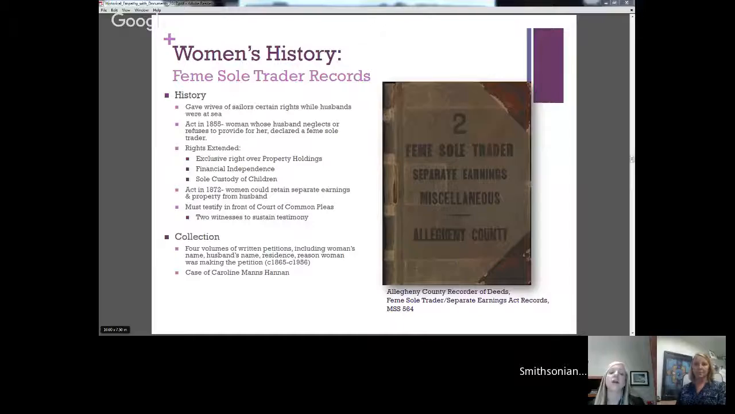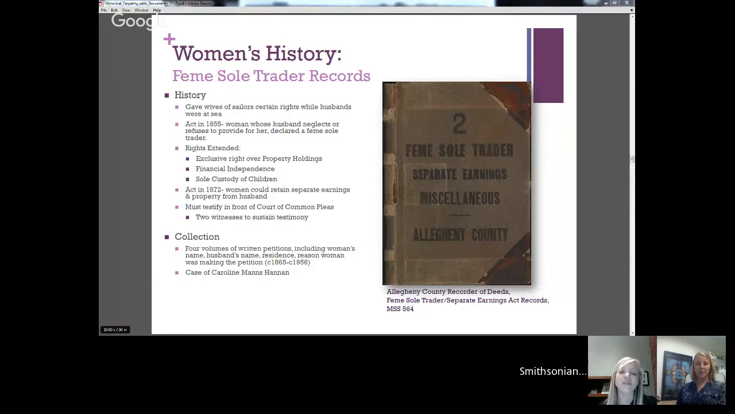But initially, the status of femme sole trader was established for the wives of sailors, particularly in circumstances where their husbands were out to sea. And so it gave them certain rights, property rights, and also the right to be sued if their husbands were at sea at the time that these particular rights would have been called upon.